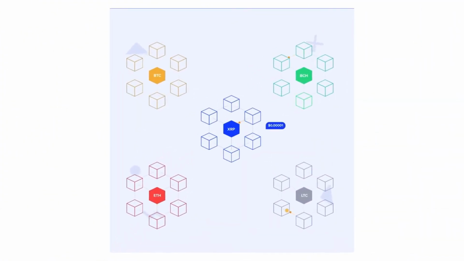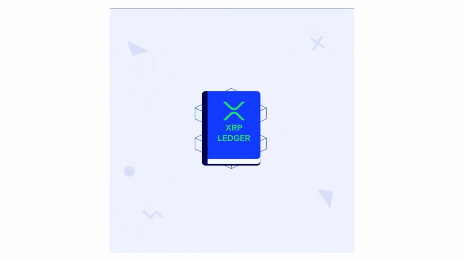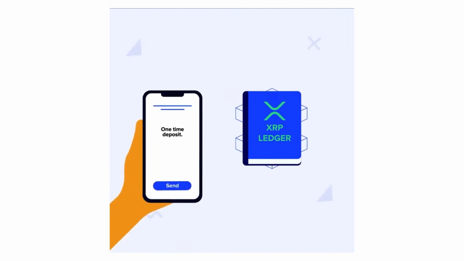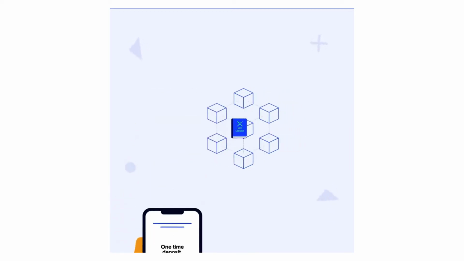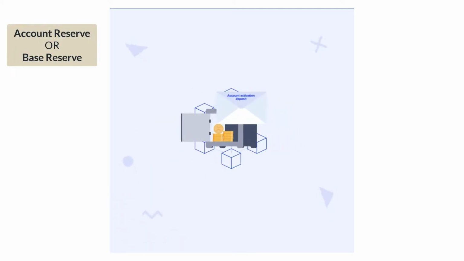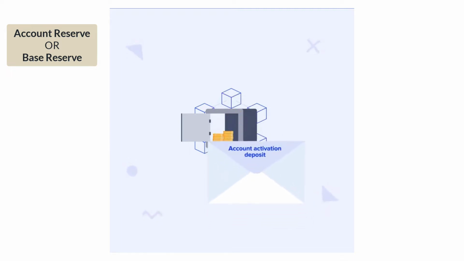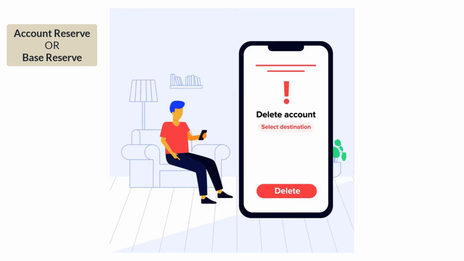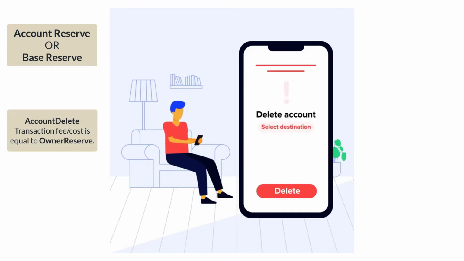Many blockchains have free accounts and high transaction fees. The XRP Ledger's fee model is different. The XRP Ledger has low transaction fees. However, creating a new account requires a one-time deposit. This one-time deposit, also known as the account activation deposit, becomes locked into the account on the XRP Ledger. Later, if you delete the on-ledger account, most of the deposit will be returned to you.